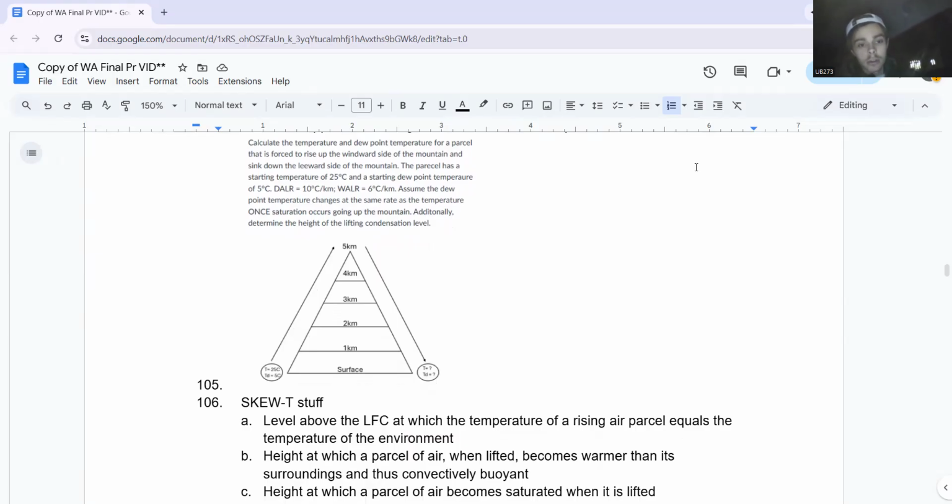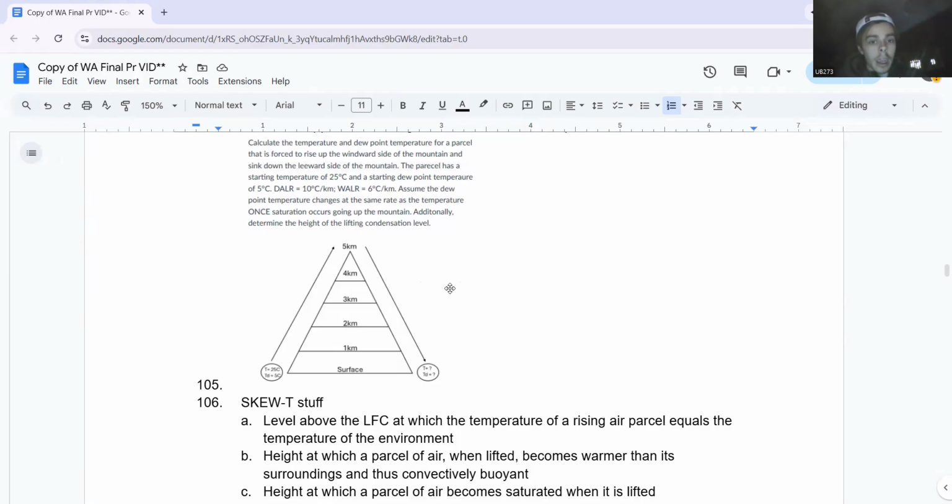The mountain trace. Calculate the temperature and dew point for a parcel that is forced to rise up the windward side of the mountain and sink down the leeward side of the mountain. This is considered the windward side. This is the leeward side, because winds are usually moving this way, and there's going to be a wetter side and a drier side. You don't really need to know that though.